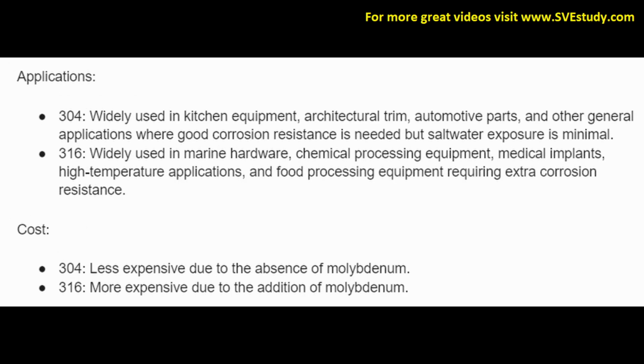Applications. 304 is widely used in equipment, architectural trim, automotive parts, and other general applications where good corrosion resistance is needed but salt water exposure is minimal. 316 is widely used in marine hardware, chemical processing equipment, medical implants, high temperature applications, and food processing equipment requiring extra corrosion resistance. Cost. 304 is less expensive due to the absence of molybdenum. 316 is more expensive due to the addition of molybdenum.